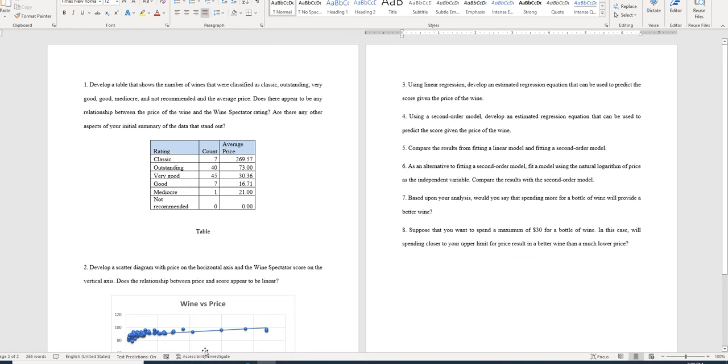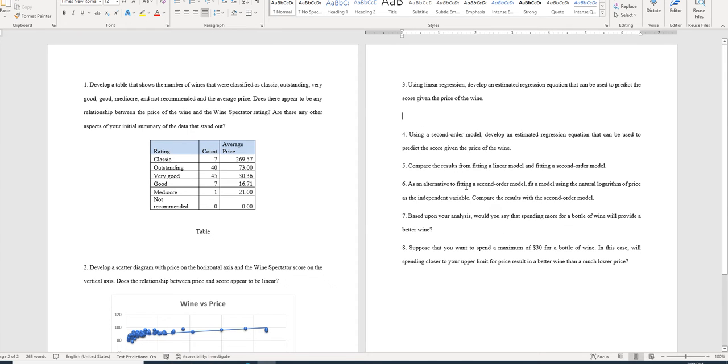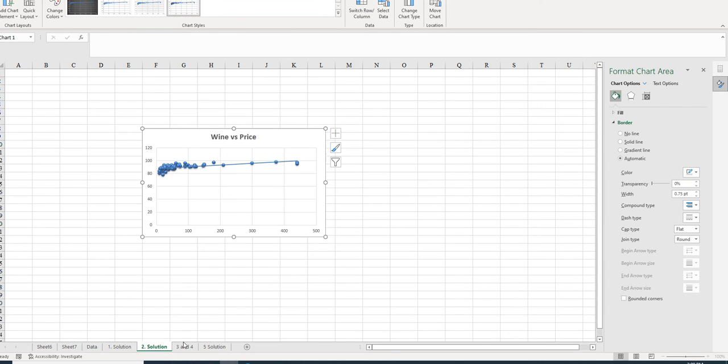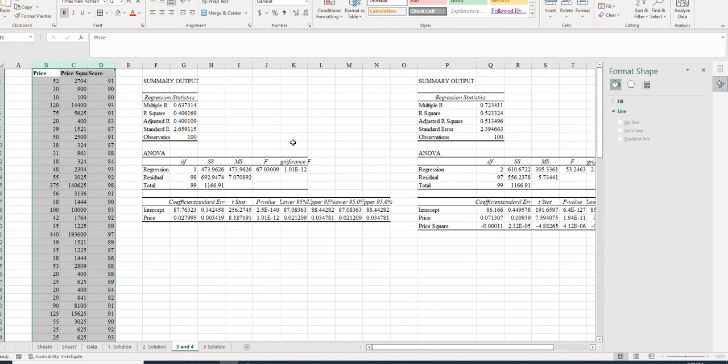So next one, using linear regression, develop an estimated regression equation. Can that be used to predict the given score of the wine? So right, let me start. I have created this one. This is a linear regression equation for these factors. So we will be calculating score by using the price value first.